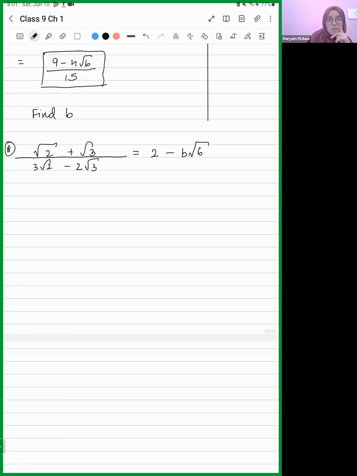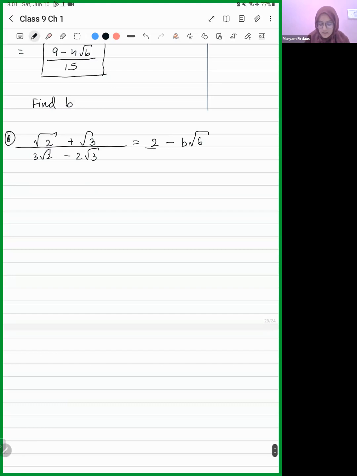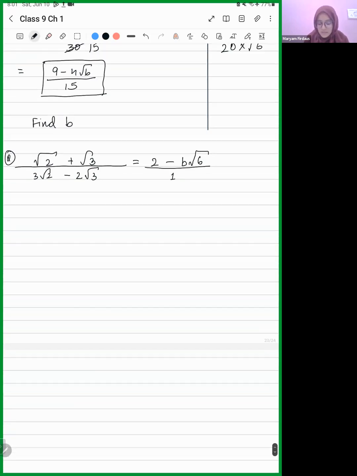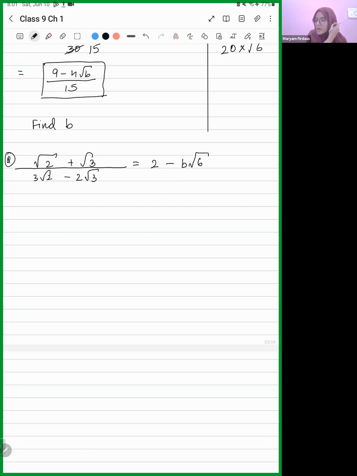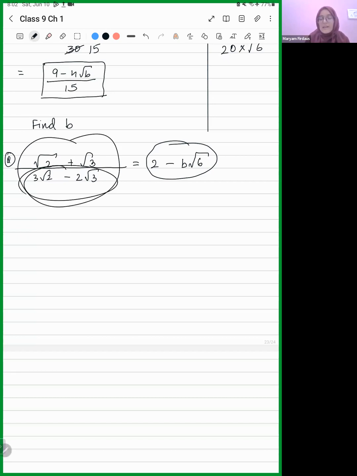Root 6 by. See, first we have to rationalize the denominator. Why? Because you can see that on the RHS, the denominator is 1, and the root is only there in the numerator. So on the RHS, they have rationalized the denominator. But on the LHS, the denominator is still irrational. So first we have to rationalize the denominator. Do that for this one.